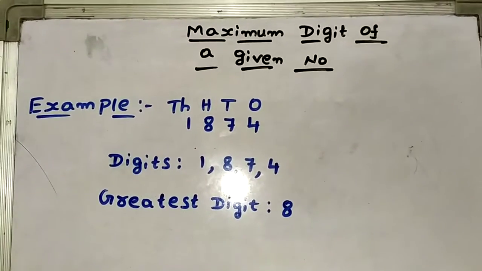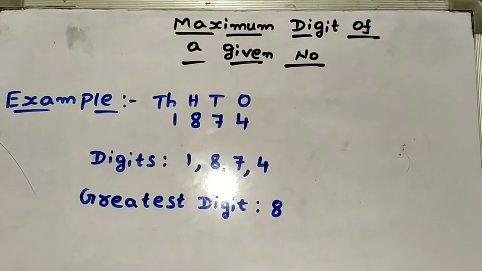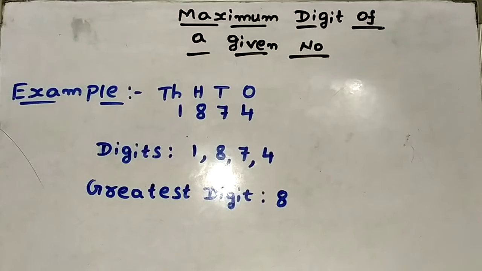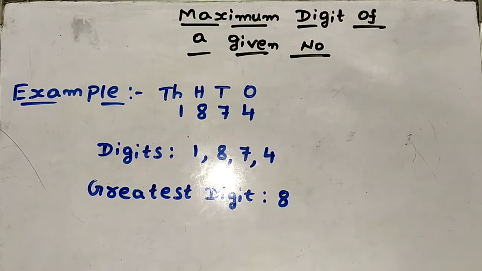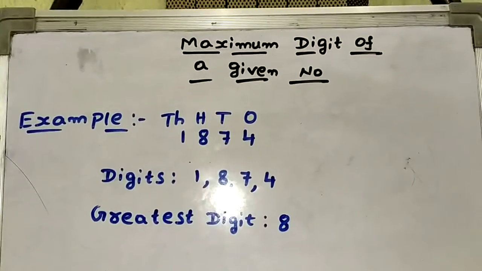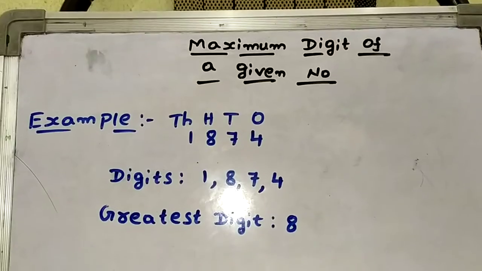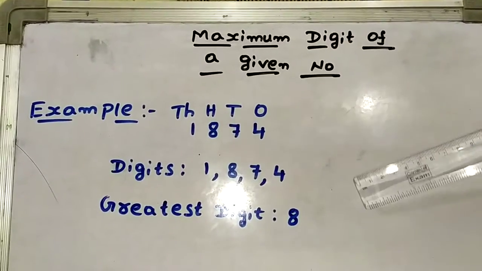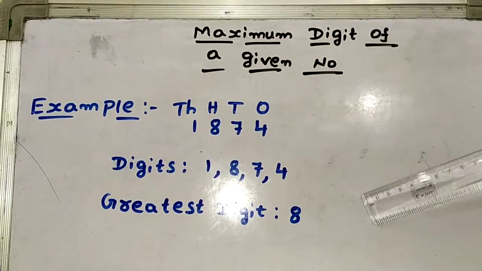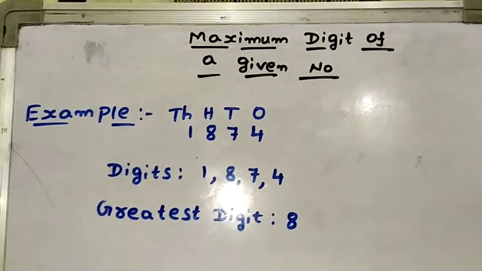Coming to the point, maximum digit of a given number. Here a number will be given. That number consists of many digits. Within those digits, the maximum digit has to be identified, and that identified maximum digit has to be displayed as an output. Let us go ahead with the help of an example.